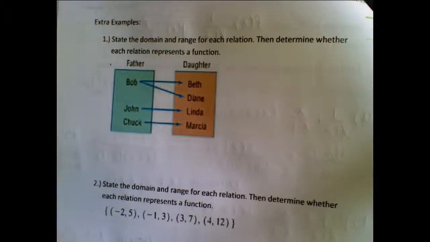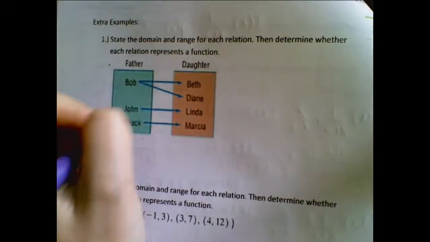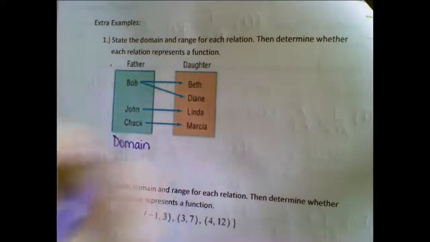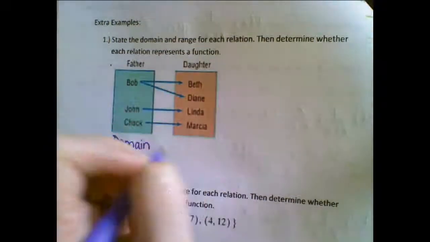Extra examples for Chapter 3, Lesson 1. State the domain and the range, and then determine if it is a function. So the domain would be Bob, John, and Chuck. So all of these would be the domain. And then the range would be the daughter.